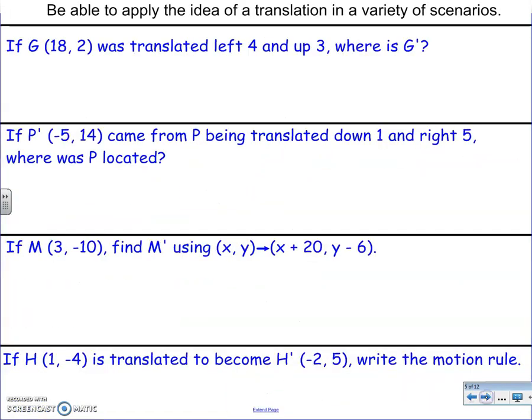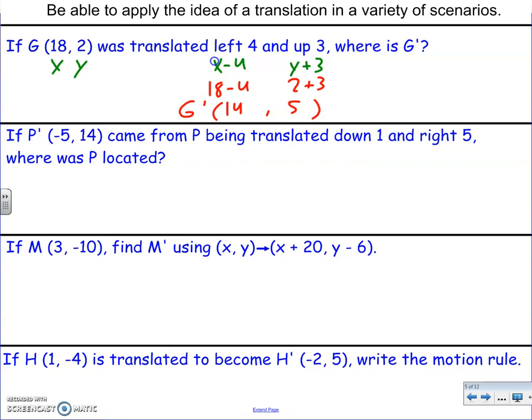All right, so here's some more scenarios. If point G is at 18, 2, and it's translated left 4, up 3, where's G prime? Left 4 means subtract 4 from x. And then up 3 means add 3 to y. So notice this is our x, y right here. If I do 18 minus 4, that gives me 14. And if I do 2 plus 3, that gives me 5. Well, that is our coordinate for G prime. Our G prime is at 14, 5.